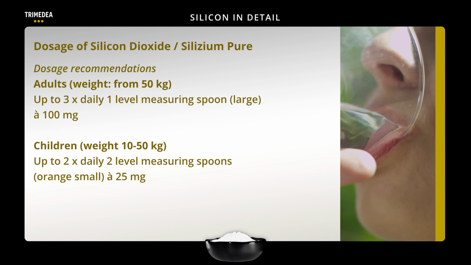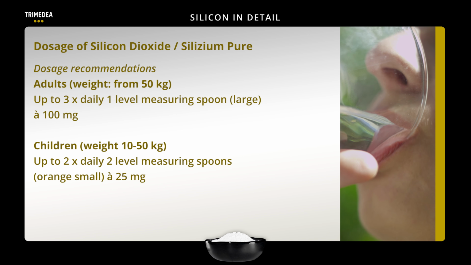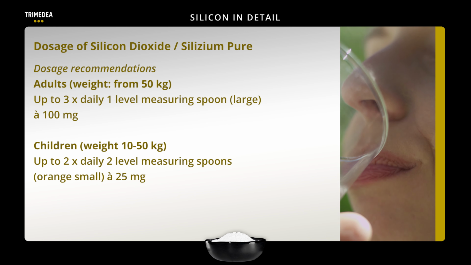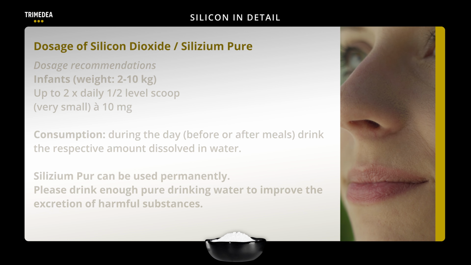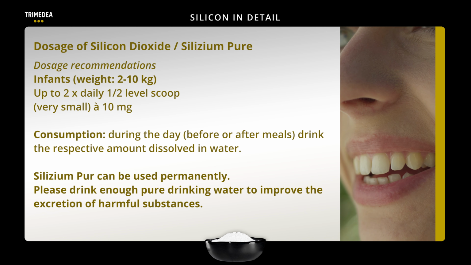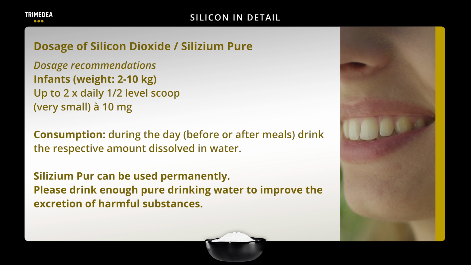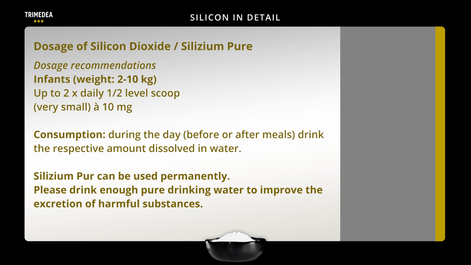For children with a weight of 10 to 50 kilograms, we recommend 2 level small orange measuring spoons of 25 milligrams each up to 2 times daily. For infants with a weight of 2 to 10 kilograms, we recommend 2 level very small measuring spoons of 10 milligrams each up to 2 times daily.